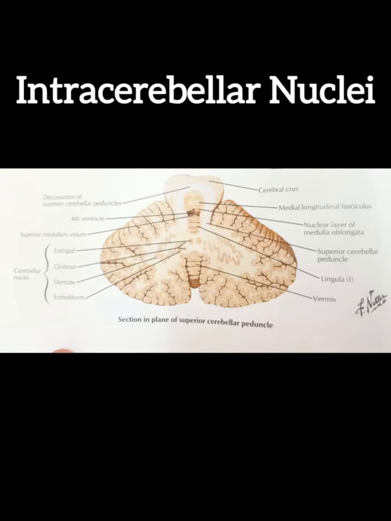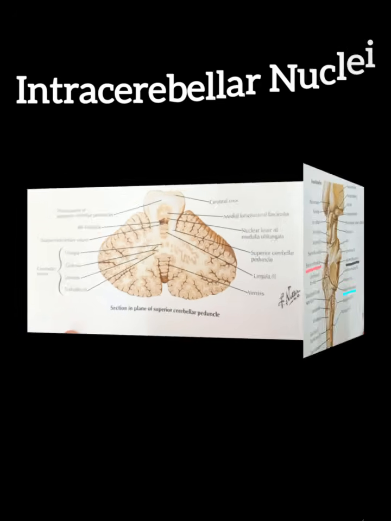In the white matter, we have masses of grey matter called deep cerebellar nuclei. These are the dentate nucleus, which is connected to the red nucleus; the nucleus interpositus, which includes the emboliform nucleus and globose nucleus, which are connected to the red nucleus and thalamus; and the fastigial nucleus, which is connected to the vestibular nuclei.